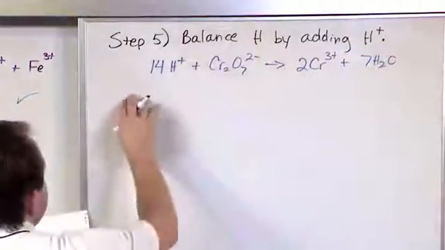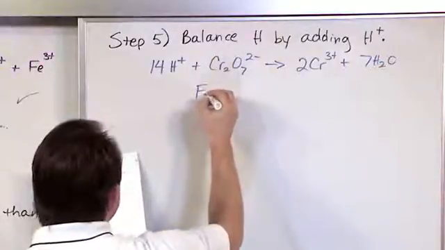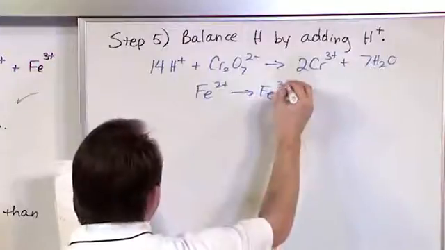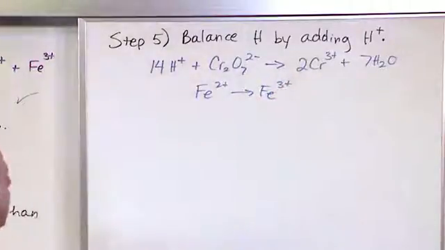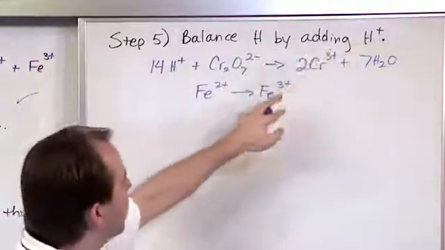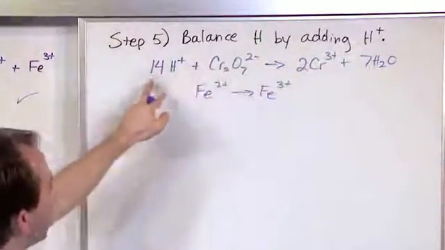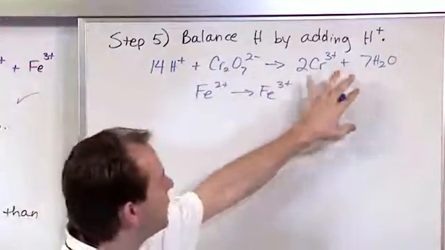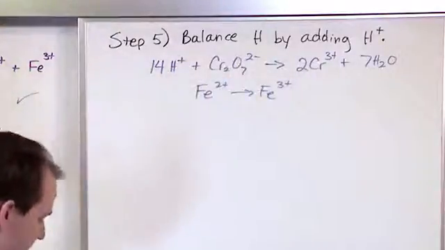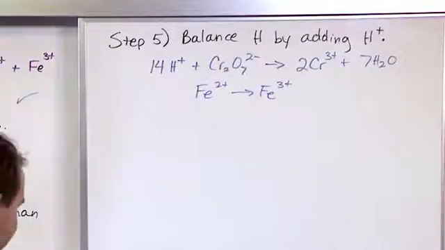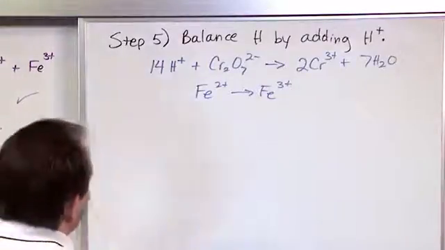So this is what we've done here. The reaction under it is really unaffected. Fe2+ yields Fe3+. We don't have to do anything here because there's no hydrogen. Step 5 is balance the hydrogens by adding hydrogen ions. We added 14 over here, so we have to add enough to balance however many hydrogens we have on this side. So that's step 5. I know it's a little bit crazy, but we're actually making progress.